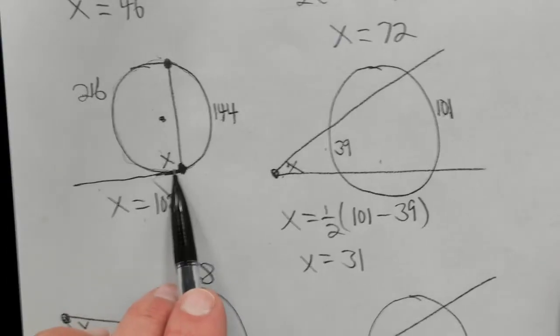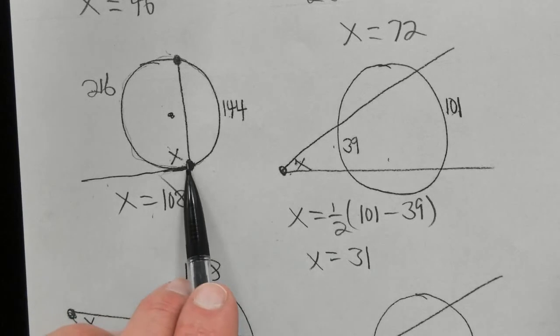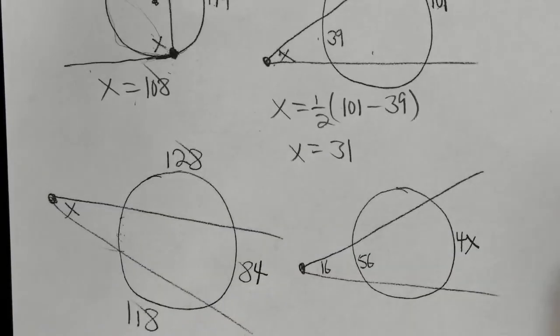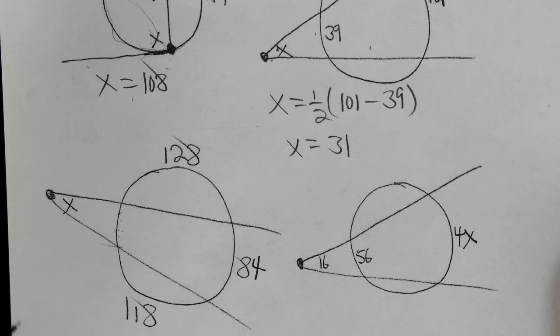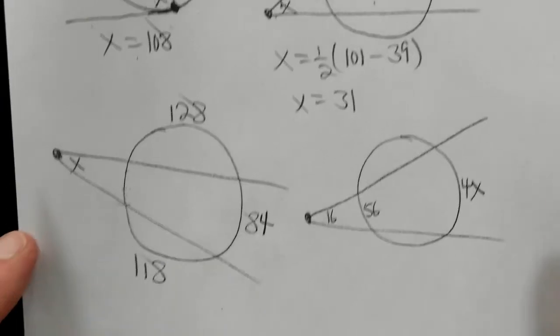Okay, so remember, if it intersects inside, half the sum. Outside, half the difference. If it's on the circle, then it is inscribed, and it's just half of what the arc goes to. All right?